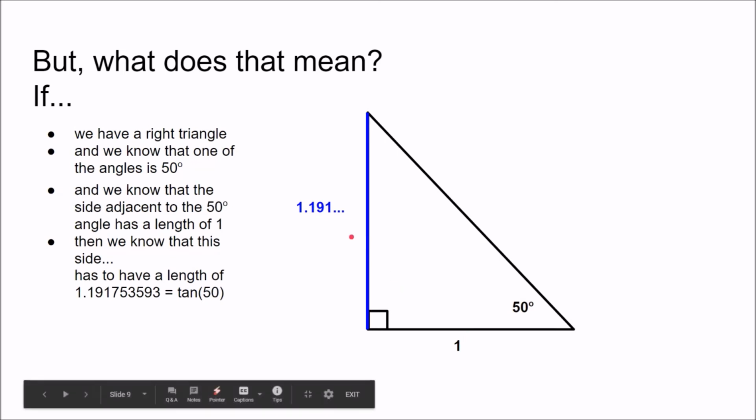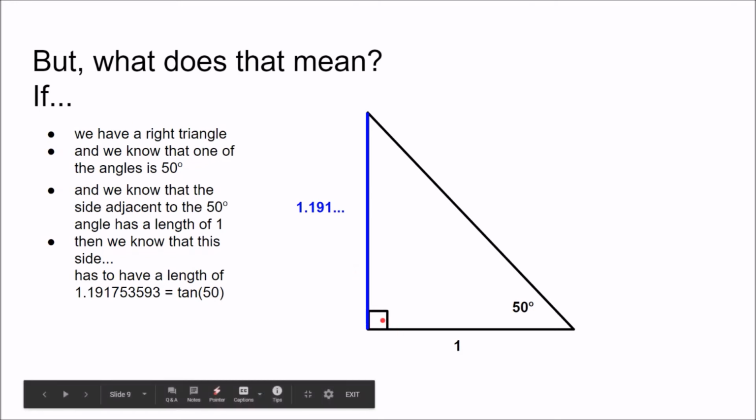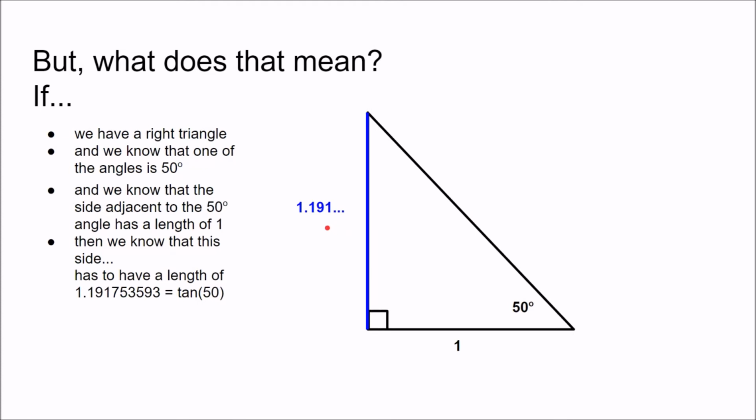This can have a value greater than 1 because the opposite side can be bigger than 1. Now, if we were to go through this and find the hypotenuse, it would have to have a length longer than 1.19 because the hypotenuse has to be the longest side, or the longest length.